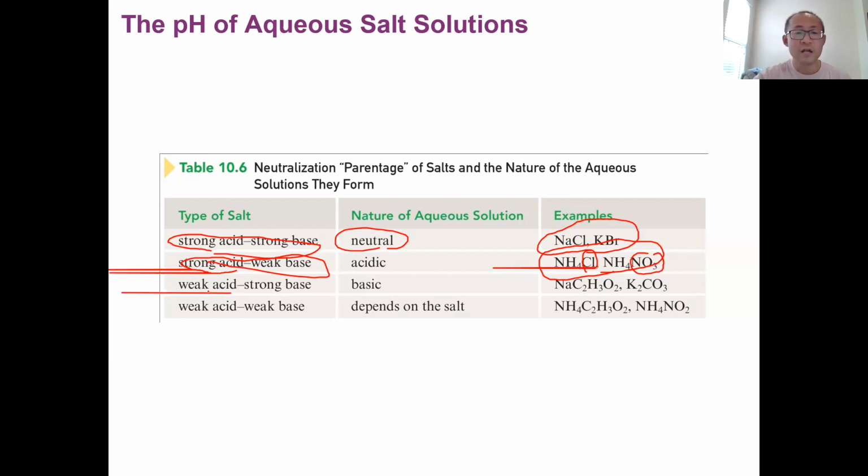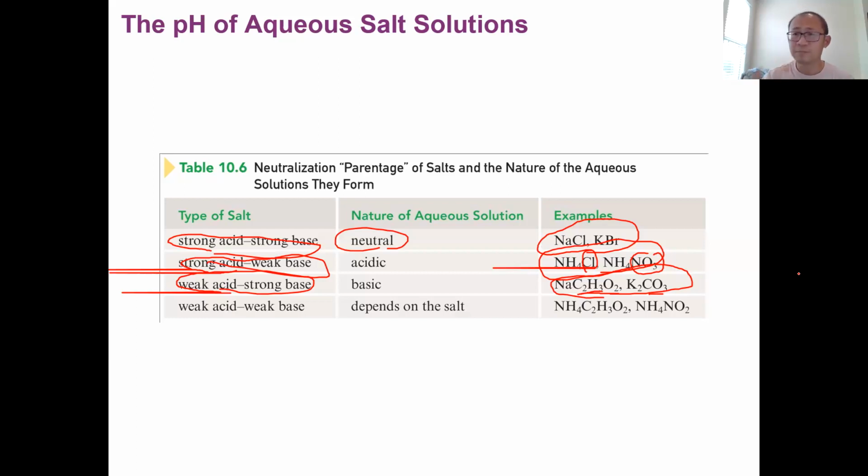Okay, on the other hand, if you have a salt with a strong base but weak acid, like these two, sodium hydroxide, potassium hydroxide are both strong bases, but the acid part, like this is acetic acid or carbonic acid, these two acids are weak acids. If that's the case, the base part is stronger, so the salt will be basic when dissolved in water. You have a basic solution.